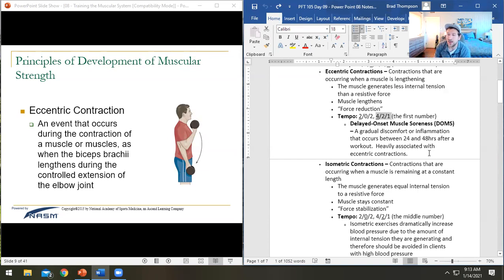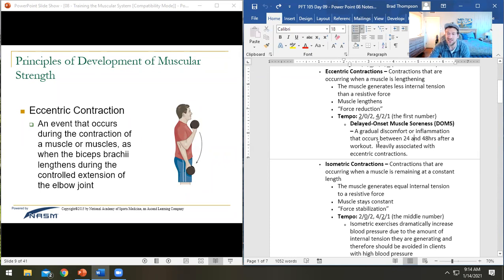So here's the thing about eccentric contractions. Eccentric contractions are highly associated with what is called DOMS, or delayed onset muscle soreness. This is that soreness that you feel after a workout. You know how it's bad the day after your workout, but then it's really bad the day after that. Day two soreness is so much worse than day one. That is a phenomenon where there's a massive amount of inflammation occurring in the muscles post-workout. And so we see this gradual discomfort, this inflammation that takes place between 24 and 48 hours after your workout.